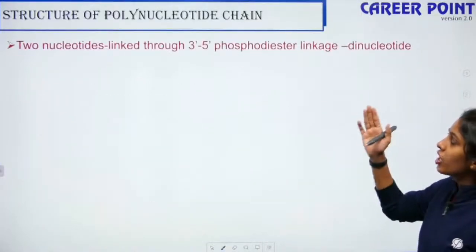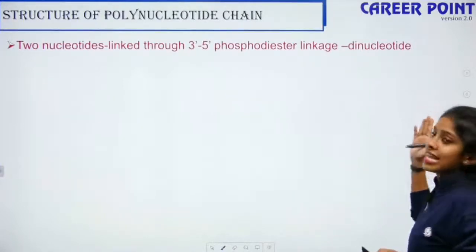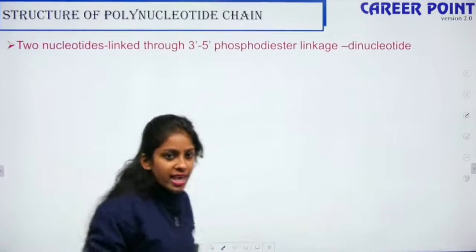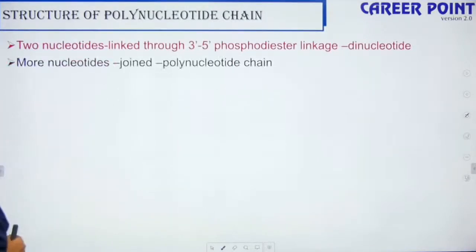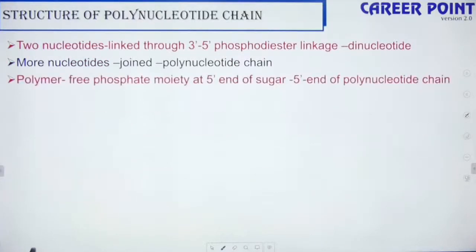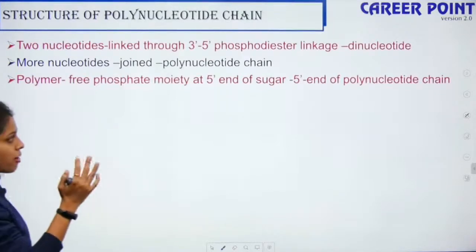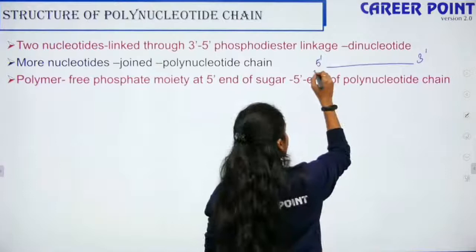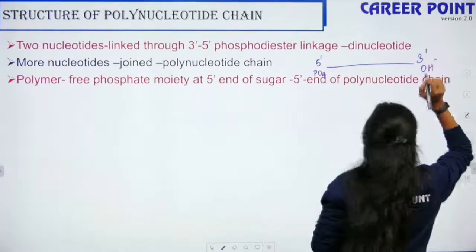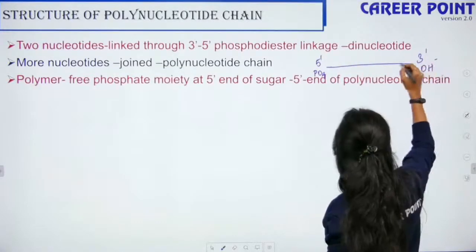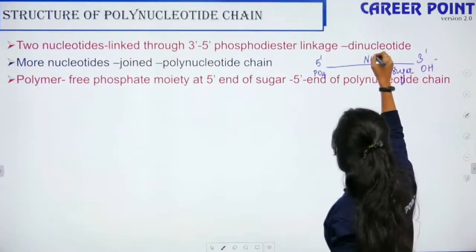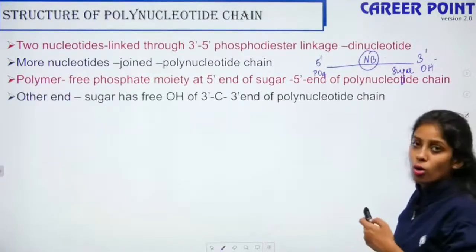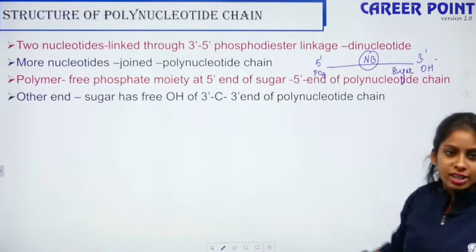Two nucleotides are linked through a 3' to 5' phosphodiester linkage, because only at the 3' end you have an OH that is willing to take in an incoming nucleotide. Thus, more nucleotides are joined and you have a polynucleotide chain. The polymer has a free phosphate moiety at the 5' end. Your DNA has a 5' end with a phosphate group and a 3' end with an OH group. The phosphate is here, the OH comes from the sugar, and in between I have my nitrogenous base. At the 3' end, the OH group is where my next nucleotide gets joined.